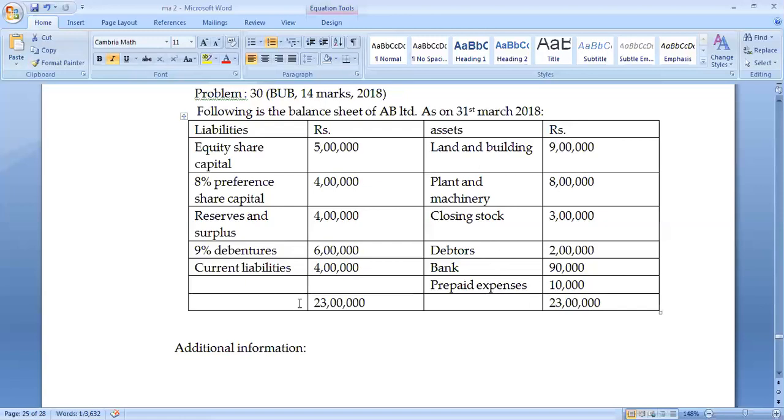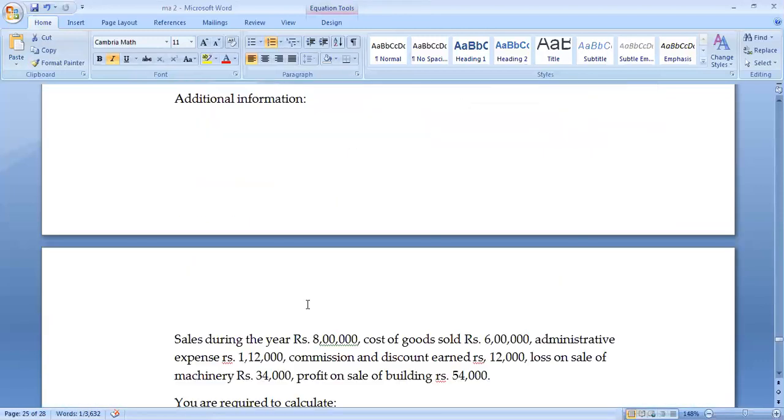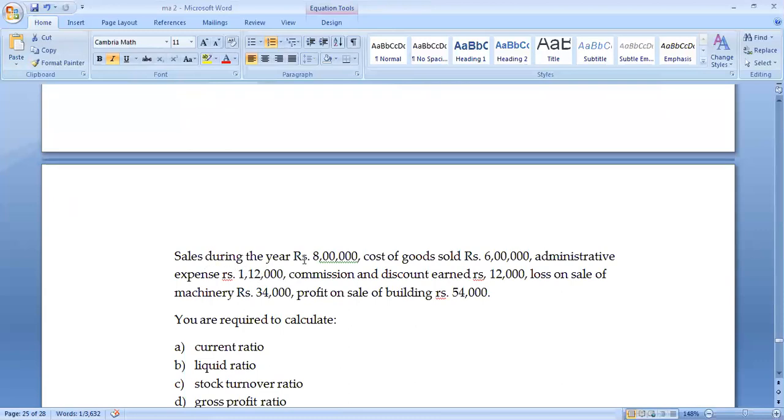So this is the total assets and the total liabilities which is given. There is additional information. Sales during the year rupees 8 lakh. So sales information is given for us. They have also given the cost of goods sold as 6 lakh. See, whenever there are sales and the cost of goods sold, it is very easy to find out the profit, right? Sales minus cost of goods sold gives you the profit. Clear? So now administrative expenses, commission and discount rupees 12,000, loss on sale of machinery rupees 34,000, profit on sale of building rupees 54,000.